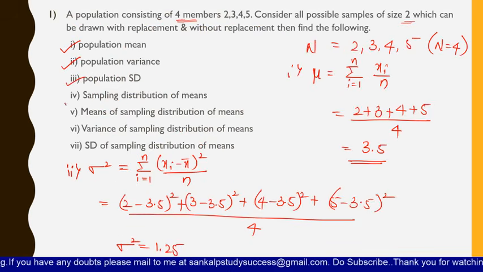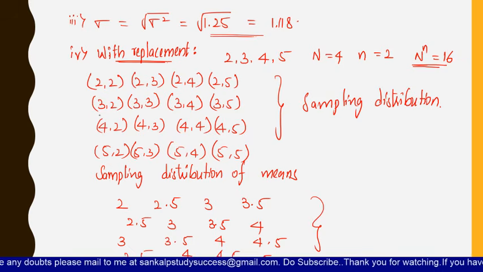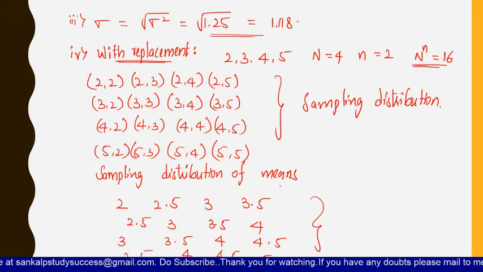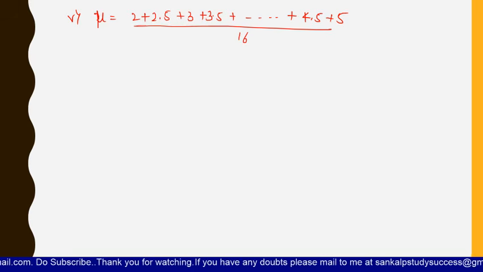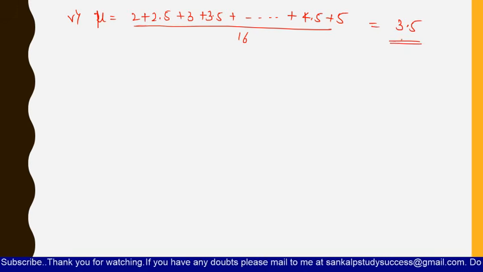See here, the sampling distribution of means you have found. Now the mean of the sampling distribution of means, that means you have to find the mean of this. That is the fifth one: mean of sampling distribution of means. That means mu is equal to, you have to add all these and divide by 16. That means 2 plus 2.5 plus 3 plus 3.5 plus and so on, up to 4.5 plus 5 completely, and divide by 16. So you will get this value as 3.5. This is the mean of the sampling distribution of means.